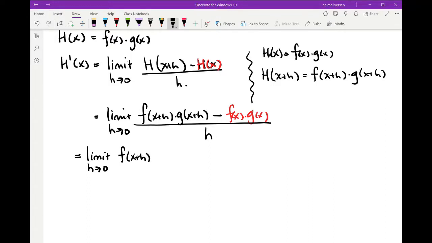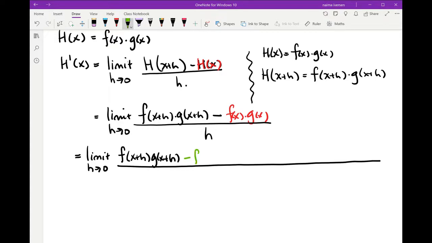So the secret is that you have to add and subtract something in the middle of this function. So right along the top of this thing, I'm going to subtract and then add. I'm going to subtract f of x times g of x plus h, and I'm going to add f of x times g of x plus h.